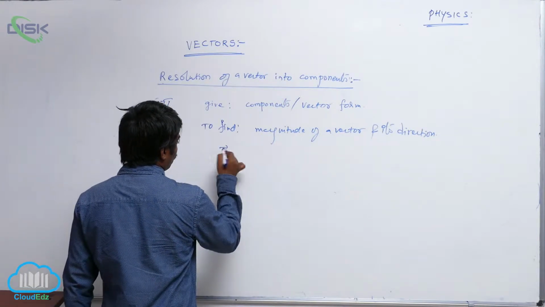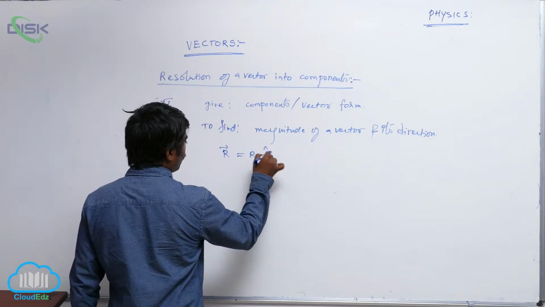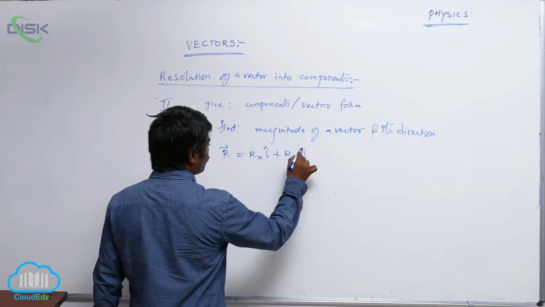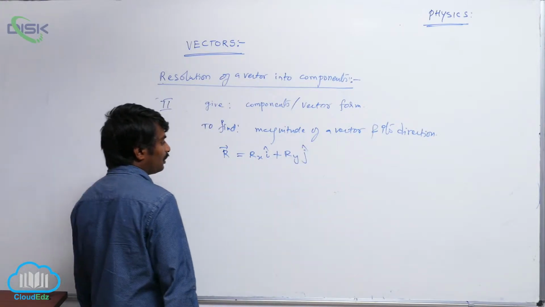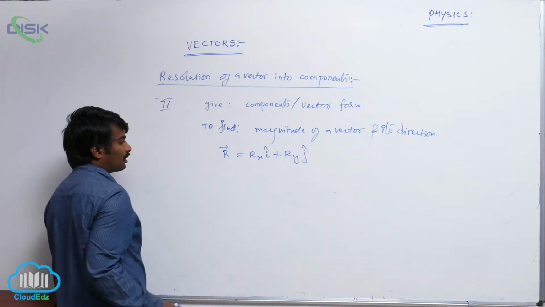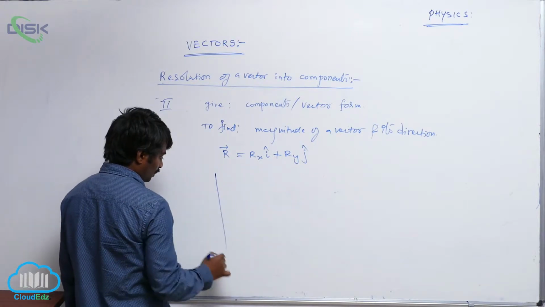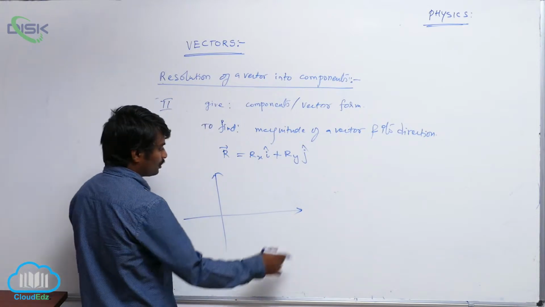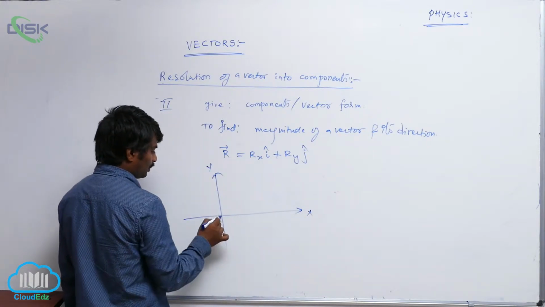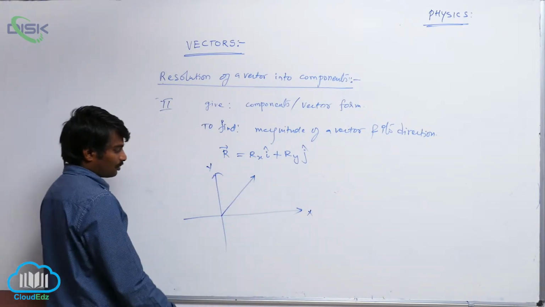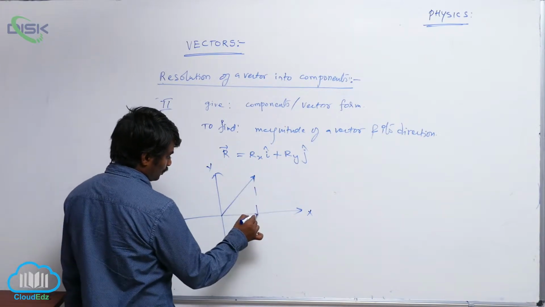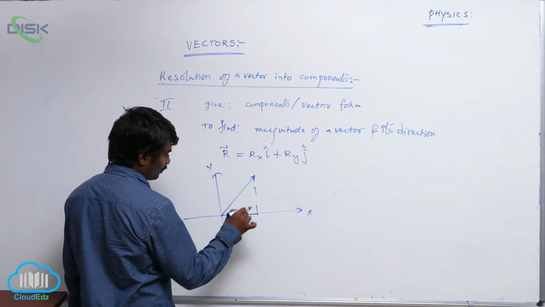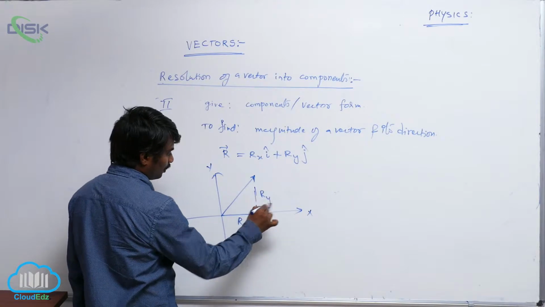That is, he is going to give r bar is equal to rx i cap plus ry j cap. So we have to calculate the magnitude of this vector and also its direction. See, both x coordinate and y coordinate are positive. That's why you can take this vector in first quadrant. So this value is equal to rx, this value is equal to ry.